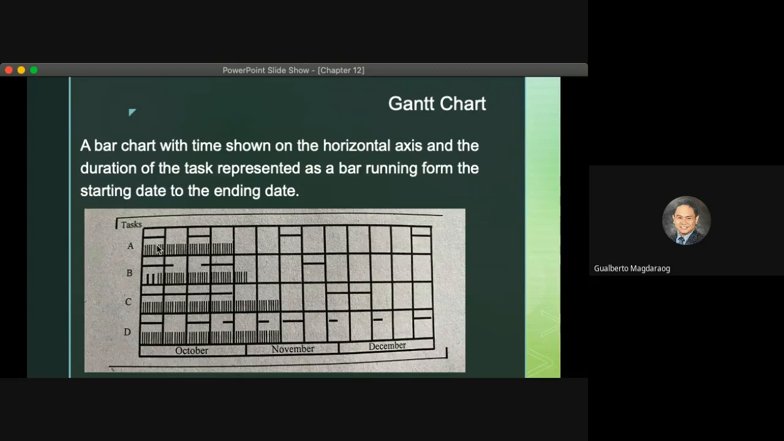And then the short vertical lines represent the total number of weeks that a particular task was assigned. So for this one, for task A, it was assigned for 4 weeks, although in different periods. So the shaded part is 4 weeks.